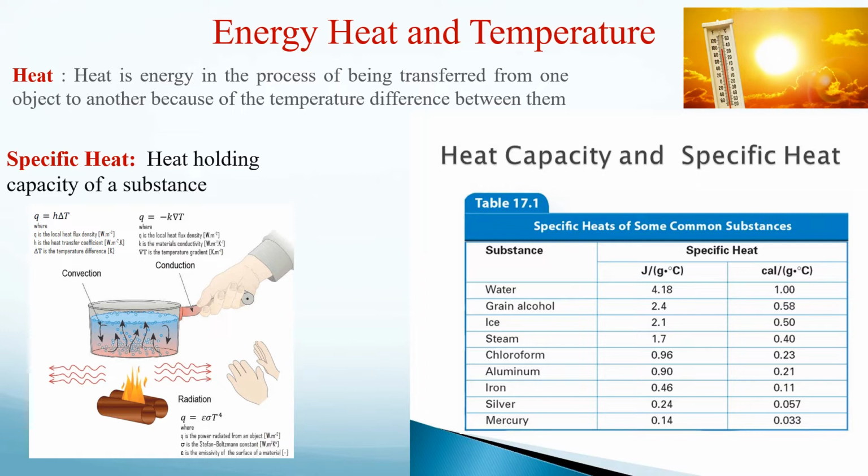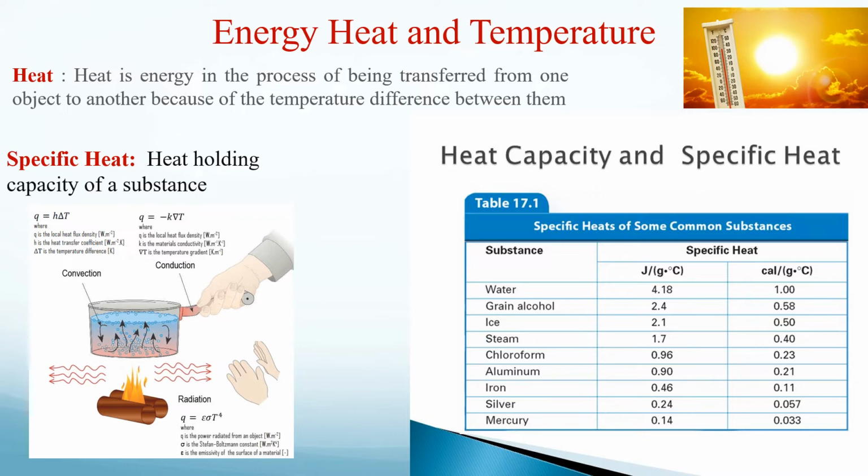between them. We have different types of heat. We first start with specific heat. What does specific heat actually mean to us? The specific heat, actually the heat capacity of a substance, is called specific heat. Or we can say that the heat capacity of a substance per unit mass is called specific heat.